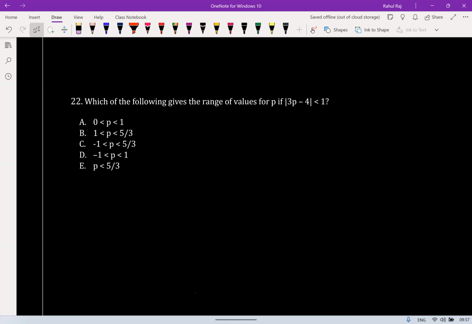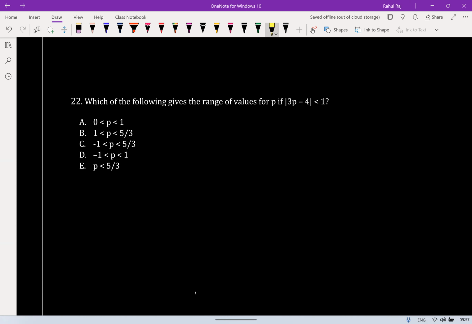Okay. So here, I tried to solve for P. So P, you're just looking at the equation itself, you can see that P is less than 5/3, right? Yeah. But then after that, how do you solve it?